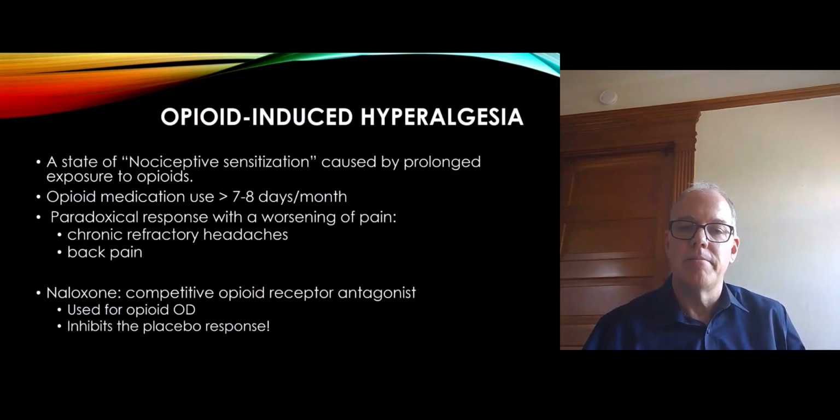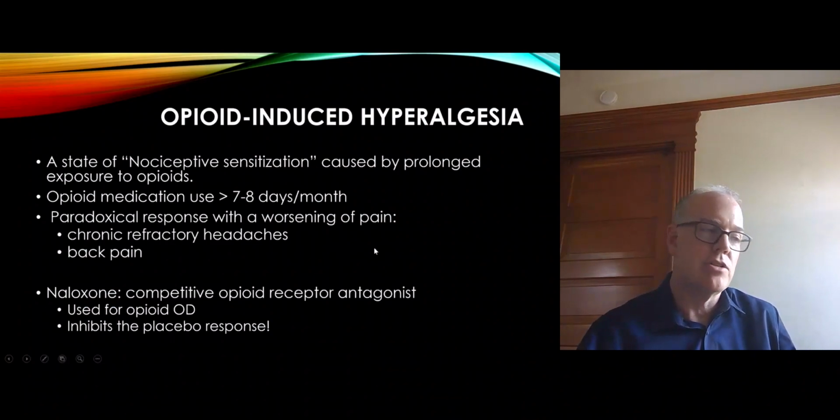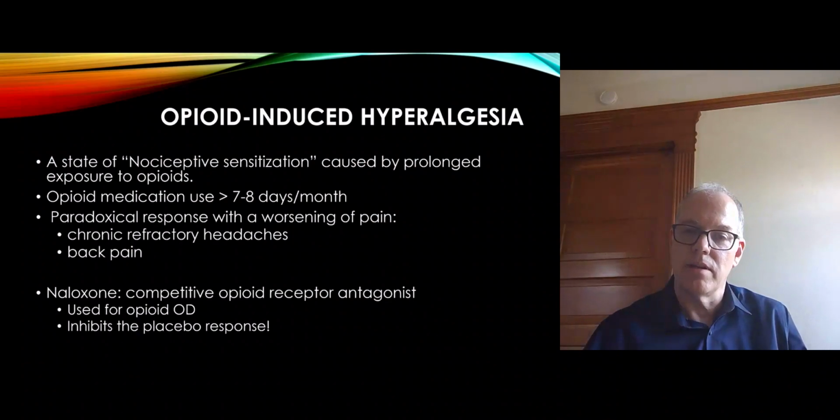So a condition practical and worth knowing about is called opioid-induced hyperalgesia. And we see this all the time in the clinical setting. And this refers to what's called a state of nociceptive sensitization. And it's due to chronic, really overuse of opioid medications. And it appears from several studies that if patients use opioids more than about 7 or 8 days per month over a period of time, that a paradoxical response occurs where pain, which initially had been helped by the opioid medication, will actually get worse.